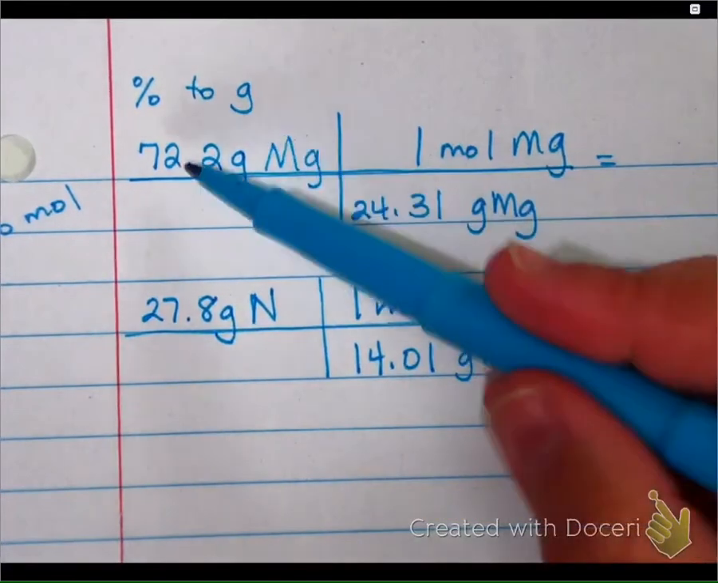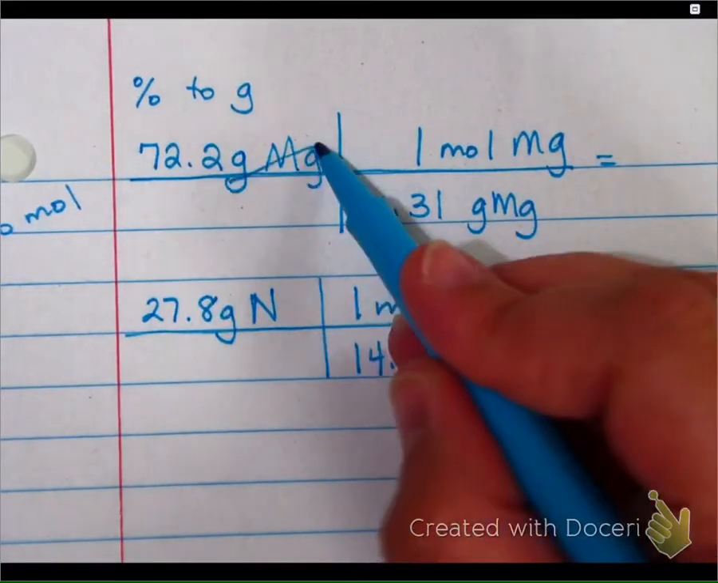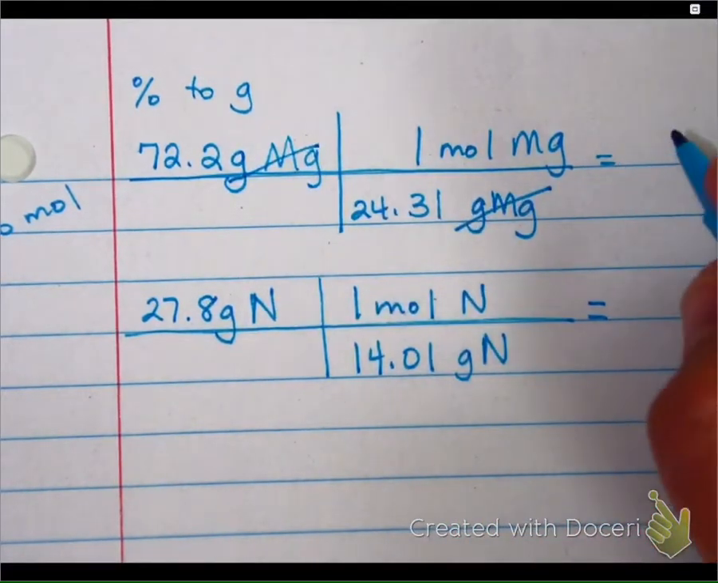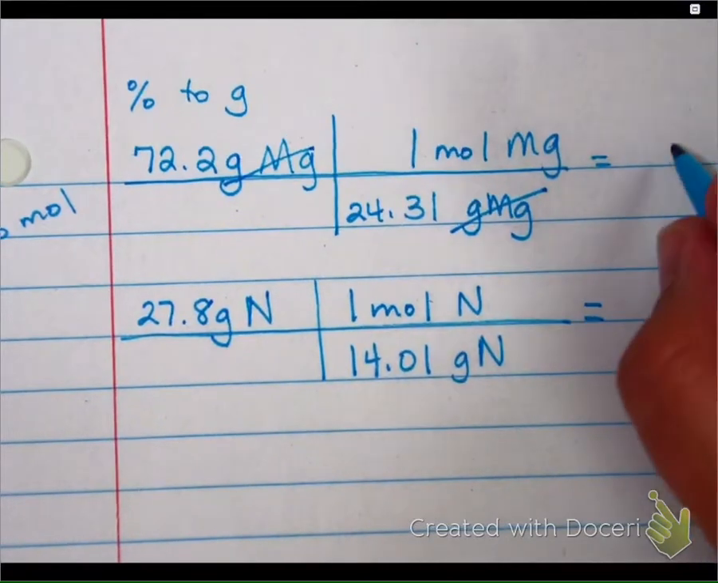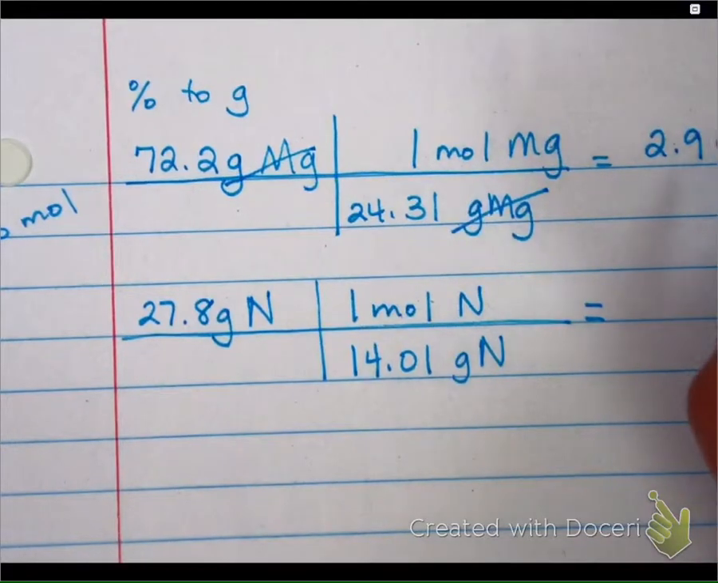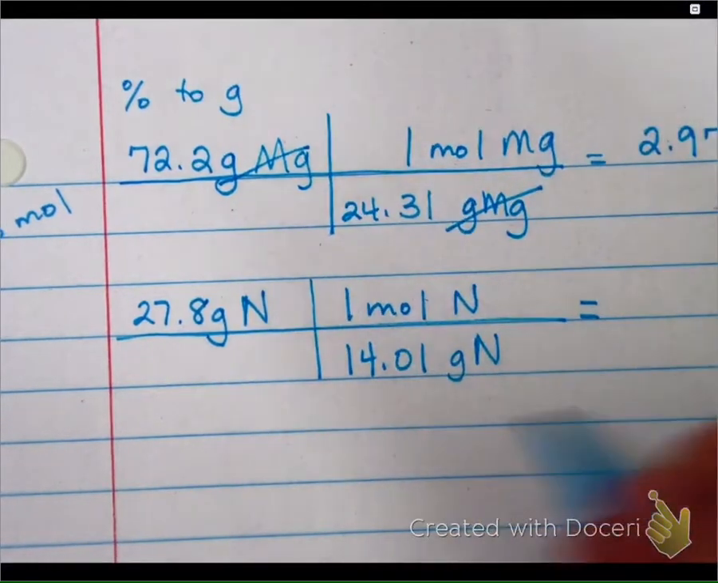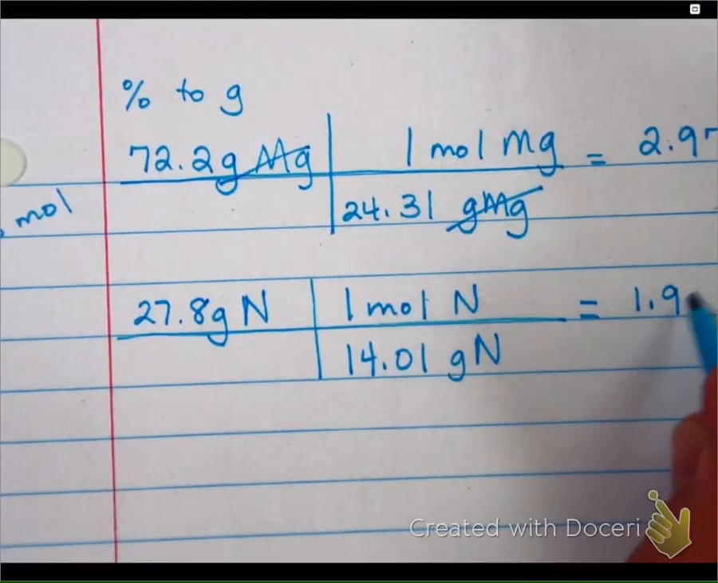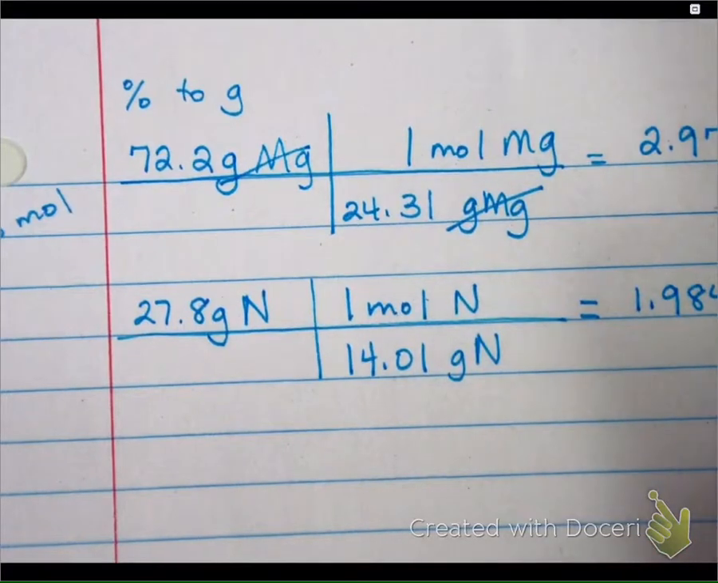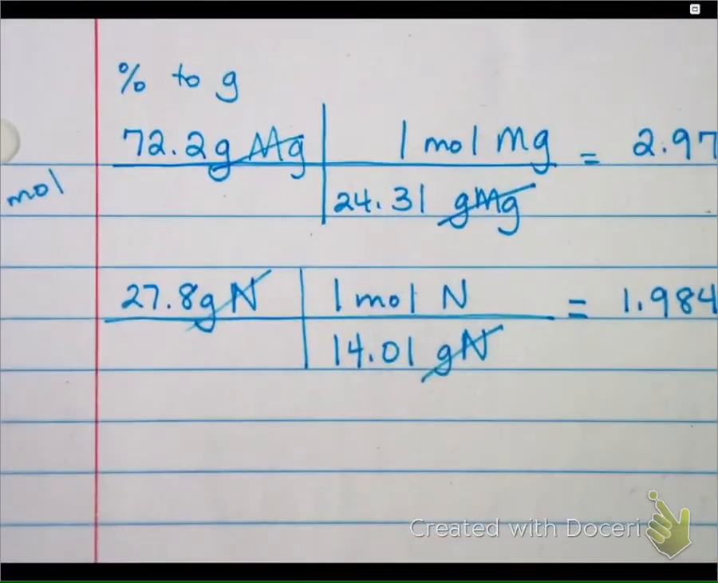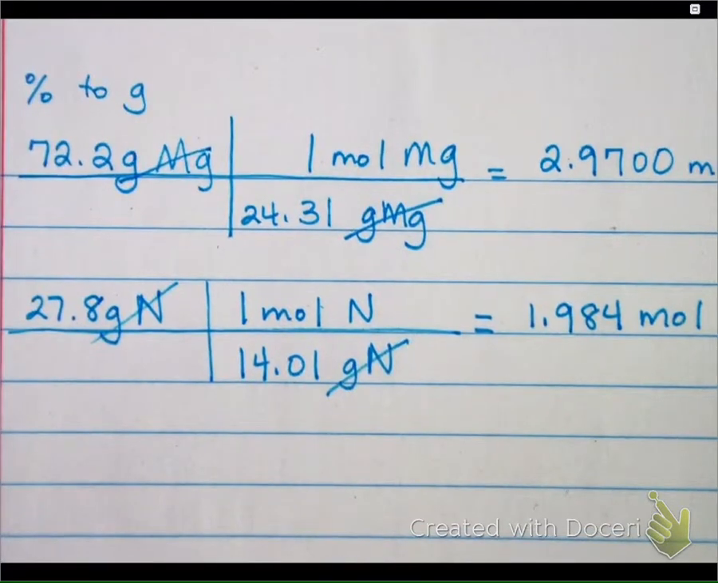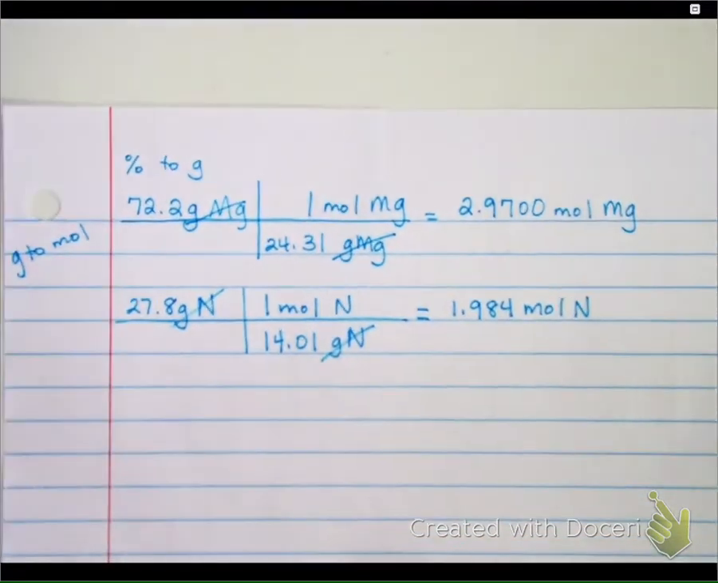So then this is going to end up being 72.2 grams of magnesium divided by 24.31 grams of magnesium. So the grams cancels out, and you end up with 2.9699. Alright, so that rounds off to this. You need to keep 4 decimal places on these. And when you divide this one, you get 1.984 moles of nitrogen. When you do the division there, you get 27.8 divided by 14.01. You get that mole amount.